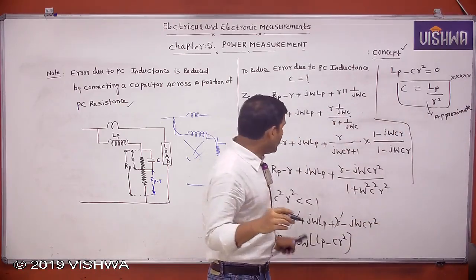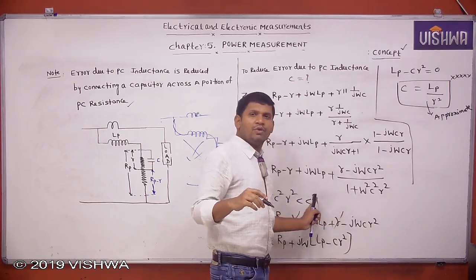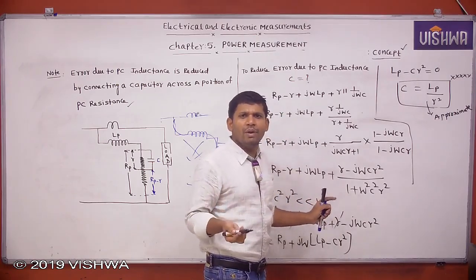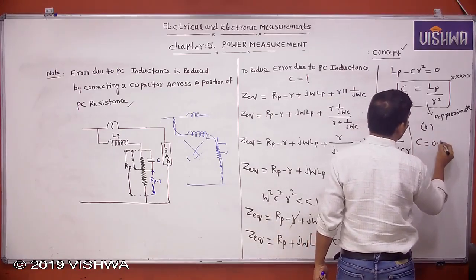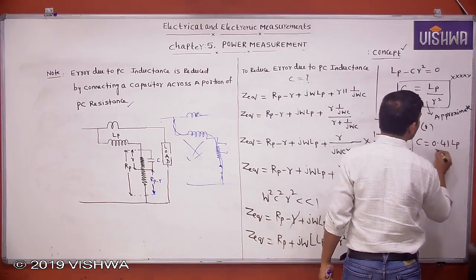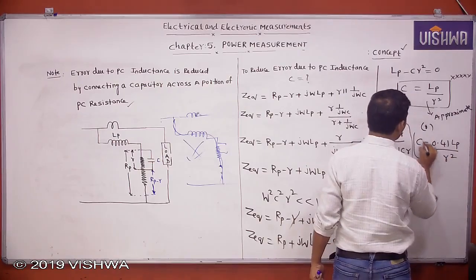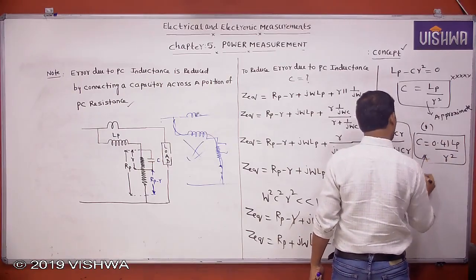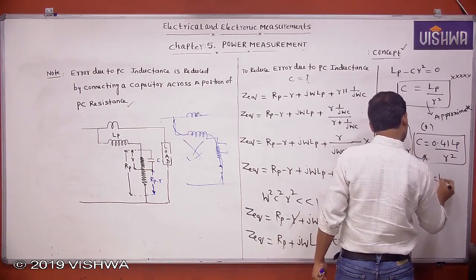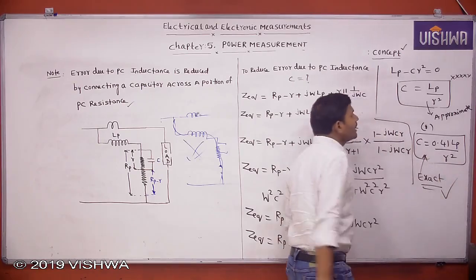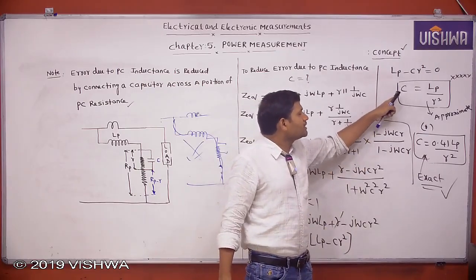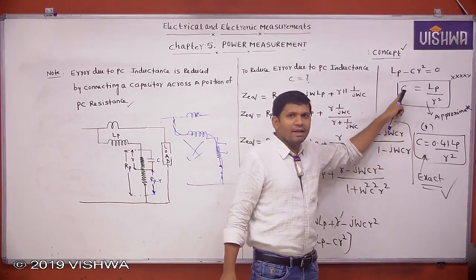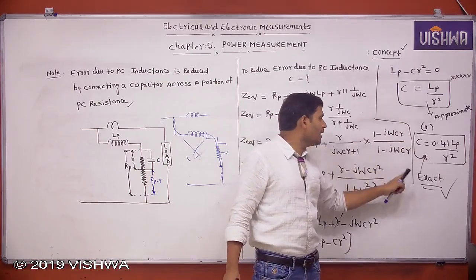But if you consider this term also, then you get one quadratic equation. By solving that quadratic equation, we get C equal to 0.41 Lp by R square. Okay, this is the exact formula. If both are given, you select the exact. This is the value of capacitance to reduce the error due to pressure coil inductance. This is approximate and this is the exact.